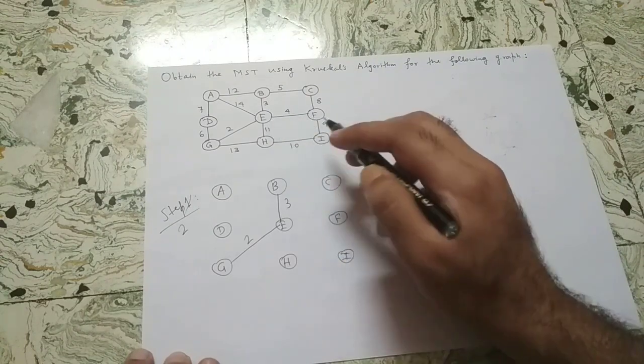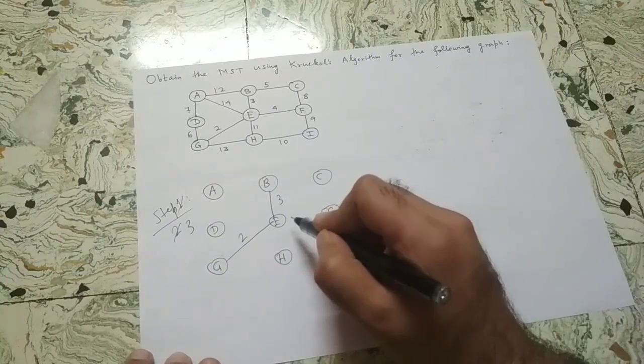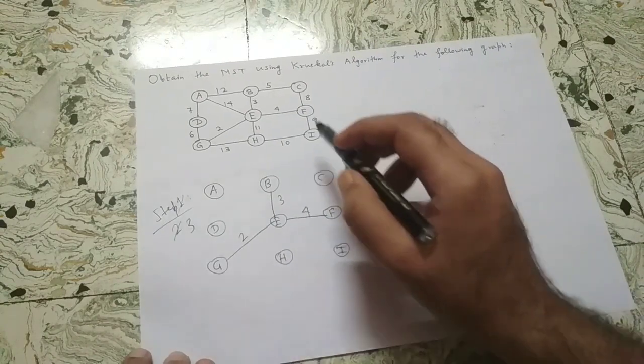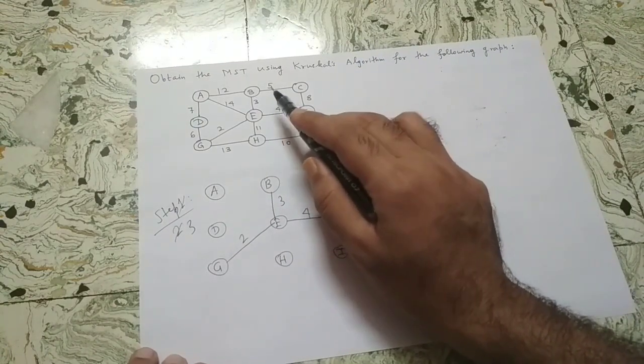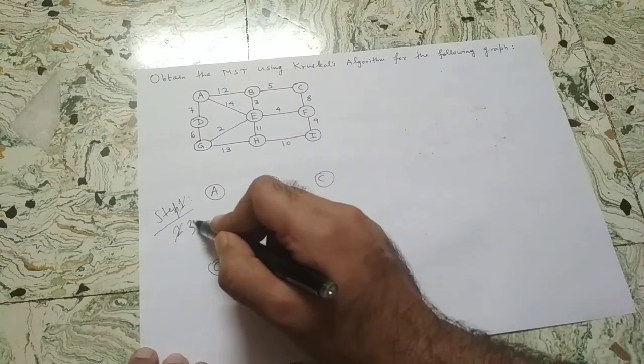Now the next edge that I'll consider, the next highest edge weight, is the edge connecting E and F. So step number 3, I'll have this edge. Including this edge will not lead to a cycle, so I'll have it. Now the next edge to consider is the edge connecting B and C. So this is my step 4.